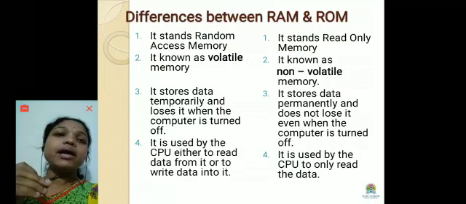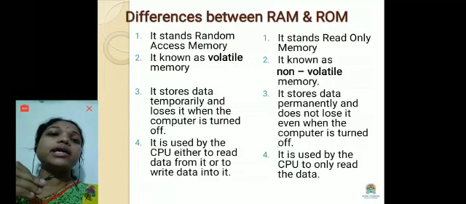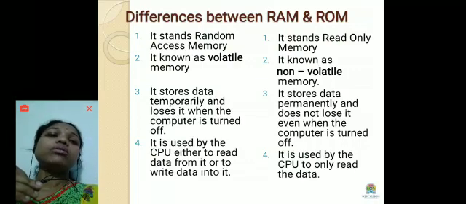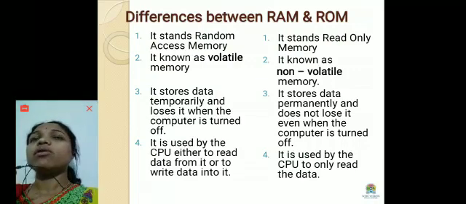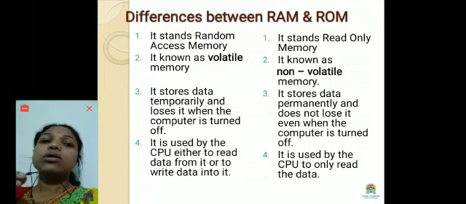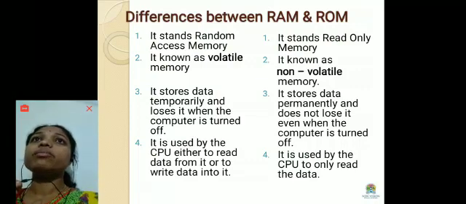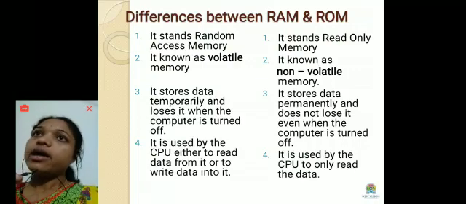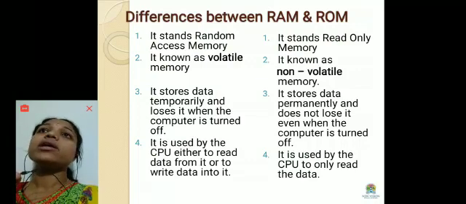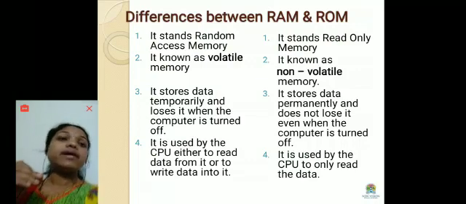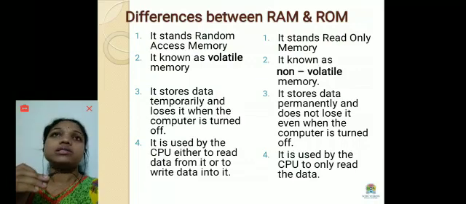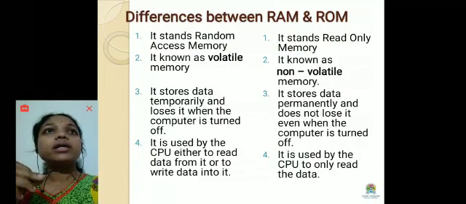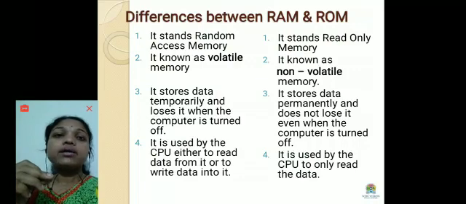RAM is used by the CPU either to read data from it or to write data into it. Suppose we want to see a Word file, where is the Word file going to open? In RAM memory, and because of RAM we can see the data, write and edit. And permanently, when we save the Word file, where will it be saved? In ROM, it is permanently saved. When we shut down the computer, our file will still be there.